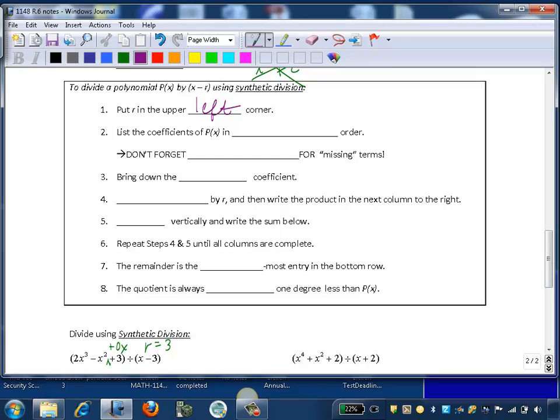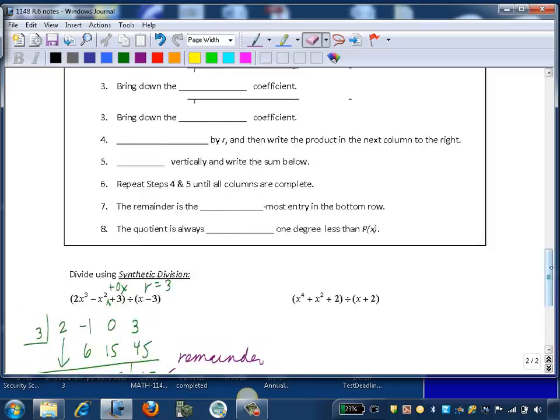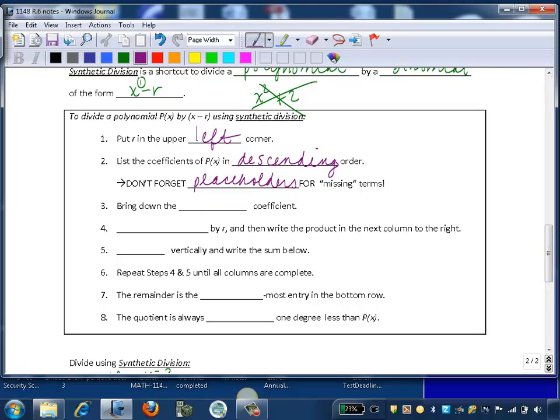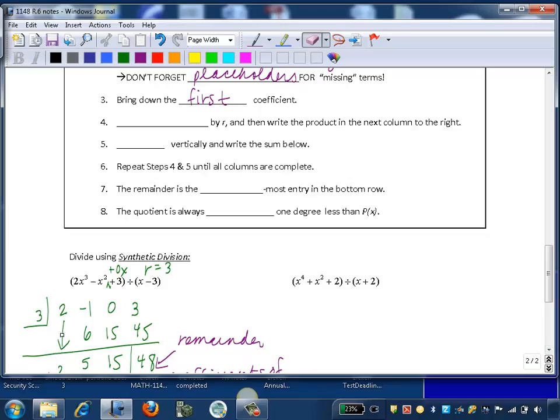Now we're going to list the coefficients of our dividend in descending order. And we don't want to forget placeholders for any quote-unquote missing terms. So in this case down here, we were missing an x term, so we had to fill in a 0 for that placeholder. So we start by bringing down the first coefficient. So down here, we brought the 2 down first.